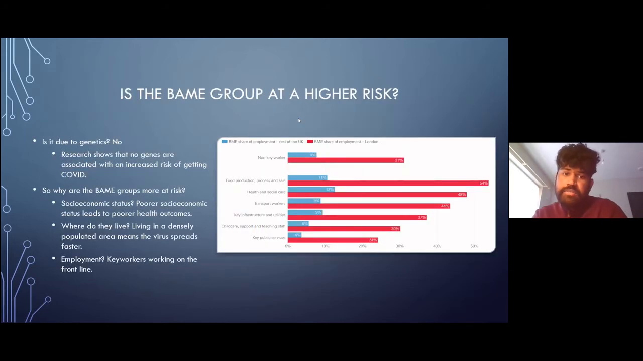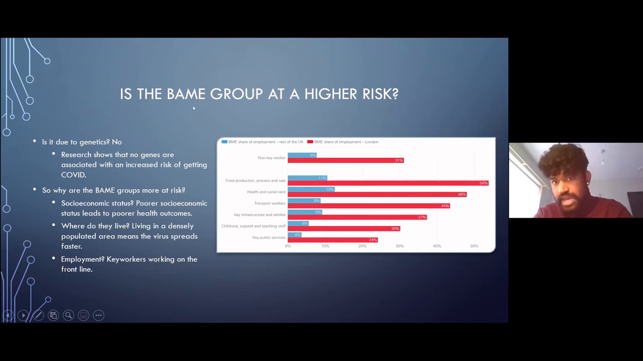Is the Black, Asian, minority ethnic group at a higher risk of COVID-19? The reason why this is a very important question is, as we know, a lot of the cases and the fatality rates are mainly seen in this group. So again, research has been done using genome sequencing to see if there is any specific sequence or genes involved that could possibly lead to a more severe form of the disease or lead to fatality. And so far, there aren't any genes that are associated with this. So what does that mean from a genetics point of view?